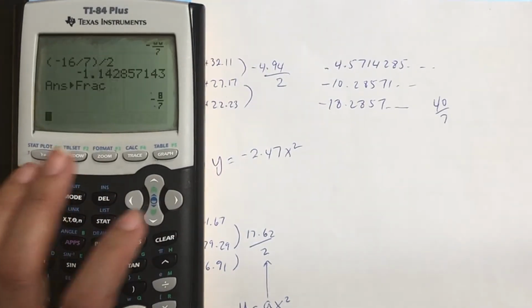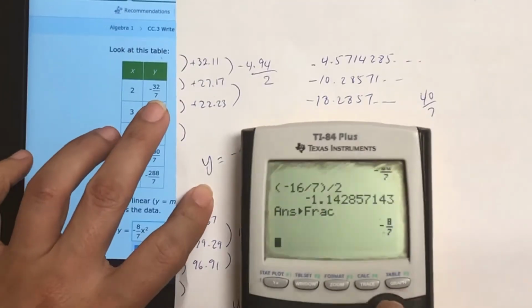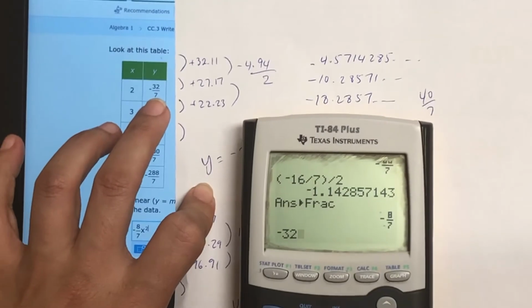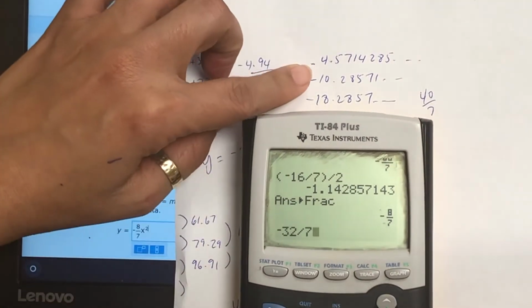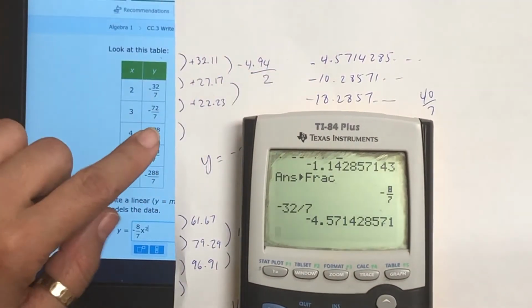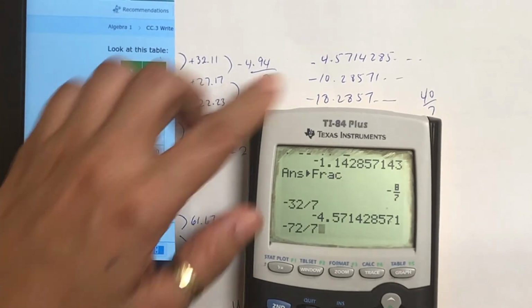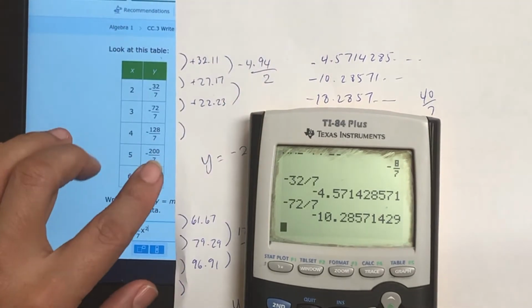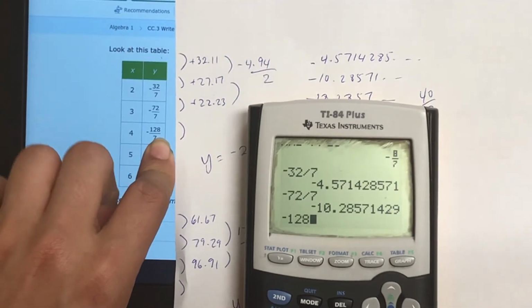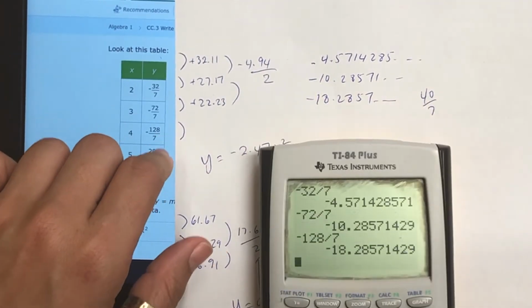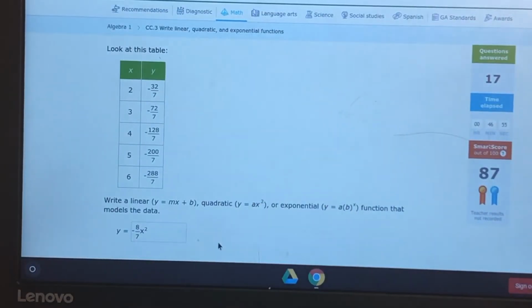All right, so now we want to check negative 32 divided by 7. Is it going to give me this? Yes. Then negative 72 divided by 7. Is it going to give me this one? Yes. And then negative 128 divided by 7. Is it going to give me that? Yep. So that is correct.